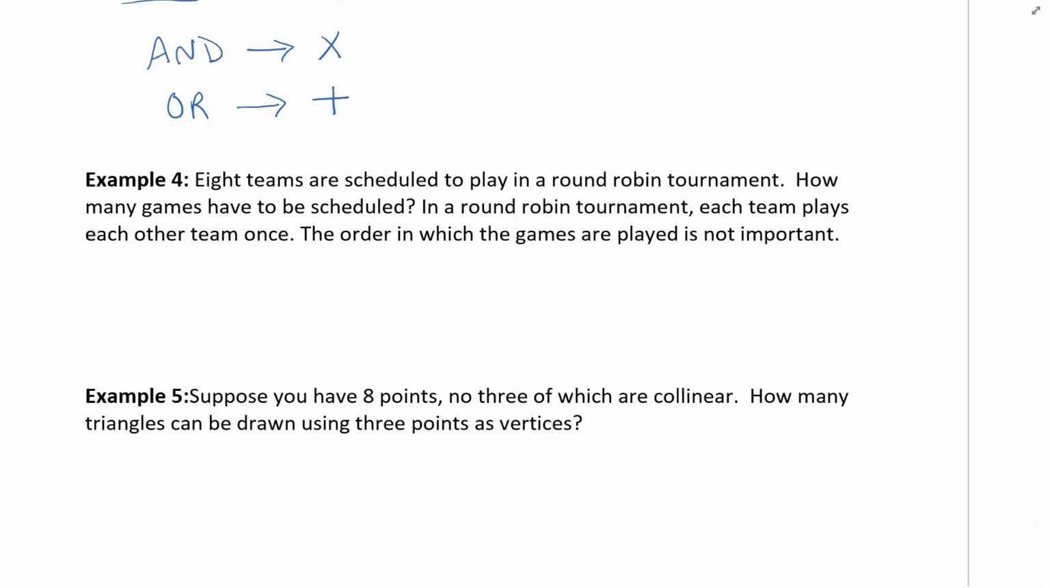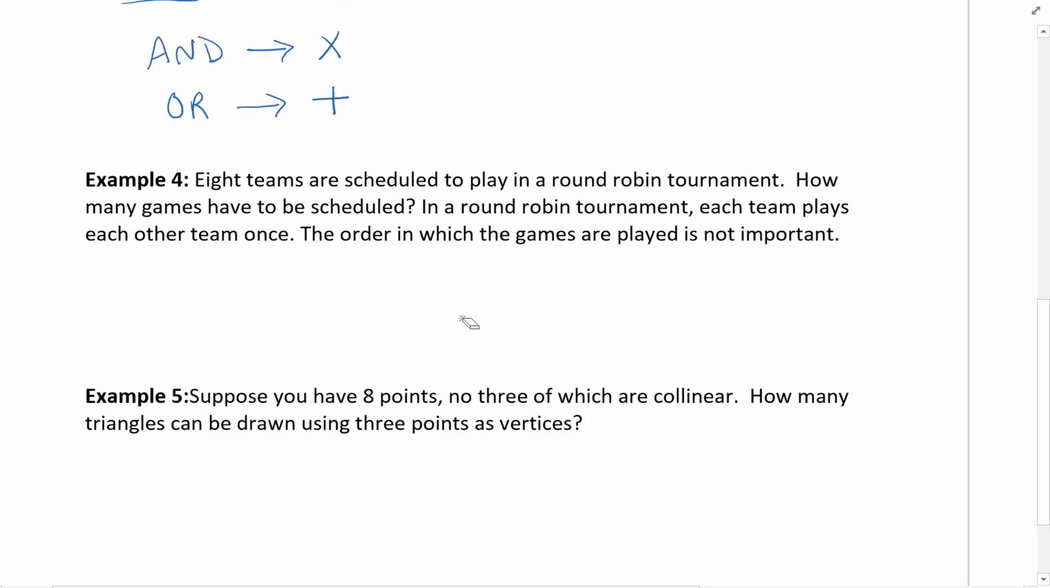8 teams are scheduled to play in a round-robin tournament. How many games have to be scheduled? In a round-robin tournament, each team plays each other once. The order in which the games are played is not important. So before we actually do this, Team 1 plays against Team 2. That's the same game as Team 2 against Team 1. So that's what they're talking about. That's the same game, right? So we're not going to double count our teams.